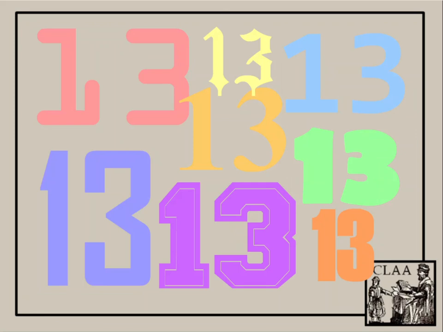Now that we know that the number 13 is made up of one set of 10 and 3 units, it will be easy for us to read and write the number 13. We'll see a 1 showing how many tens there are and a 3 showing how many units are left over. Looking at these numbers on our screen, we see that they're all 13. We can see the 1 for the tens and the 3 for the units. So these are all 13.